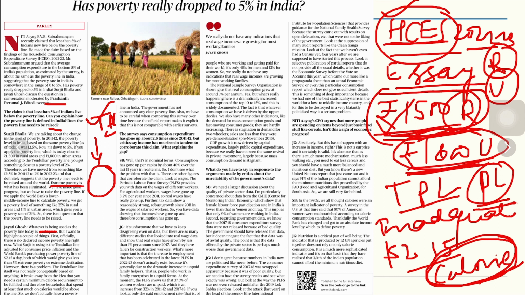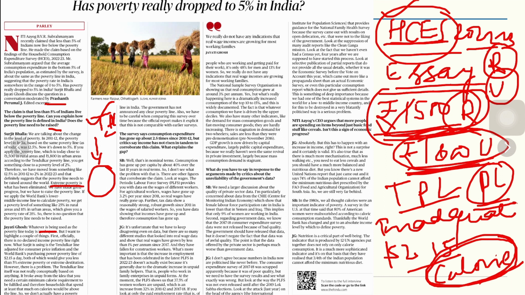There are other figures that corroborate the claim. Look at the wages. He talks about the wages also. The Periodic Labour Force Survey provides data on wages of different workers: for agriculture workers, wages have gone up by 3.2% per year since 2011. Jayati Ghosh, on the other hand, says that it is unfortunate that we have to keep disagreeing even on data, but there are so many different studies that looked into real wage data and show that real wages have only grown by less than 1% since 2017.